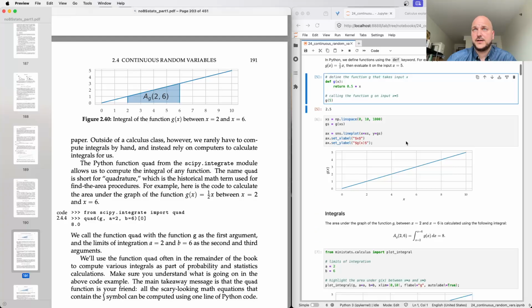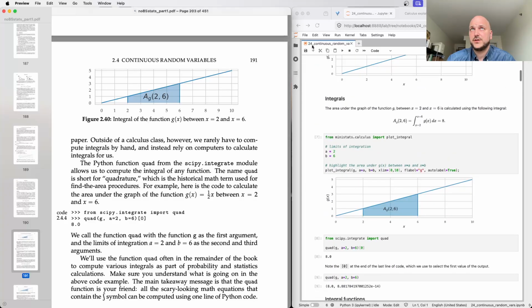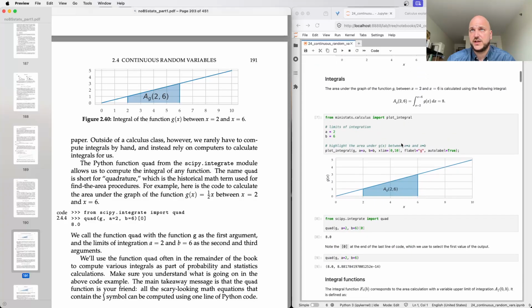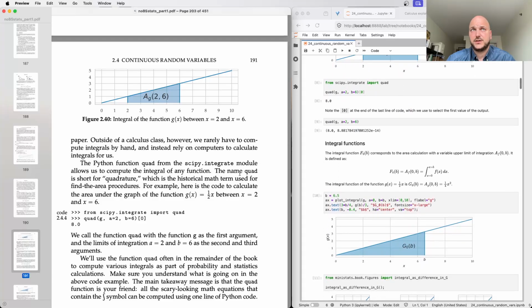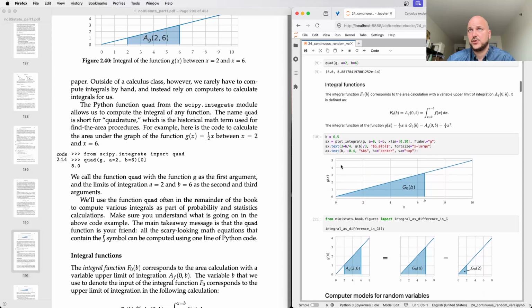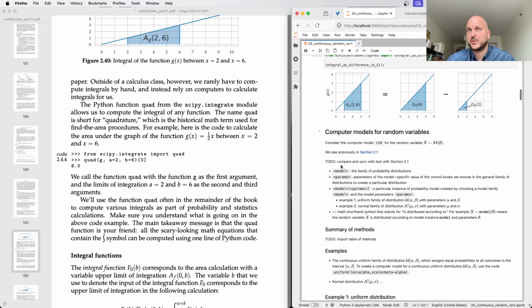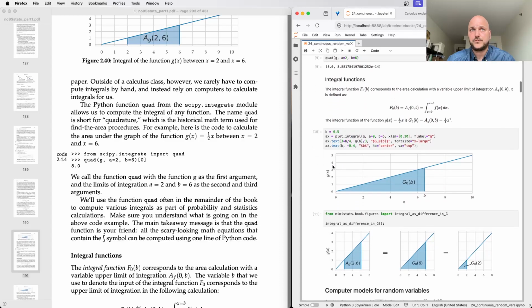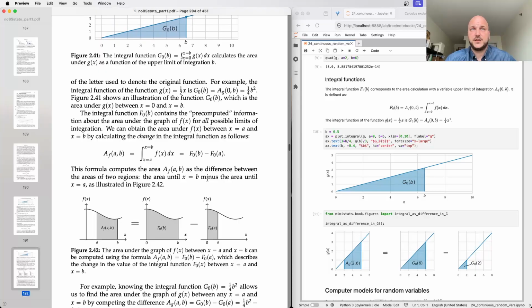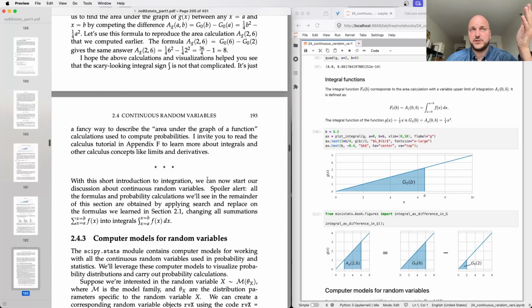The notebook 24 continuous random variables has all the same examples, which I hope you will play with and experiment with. But this is very short.